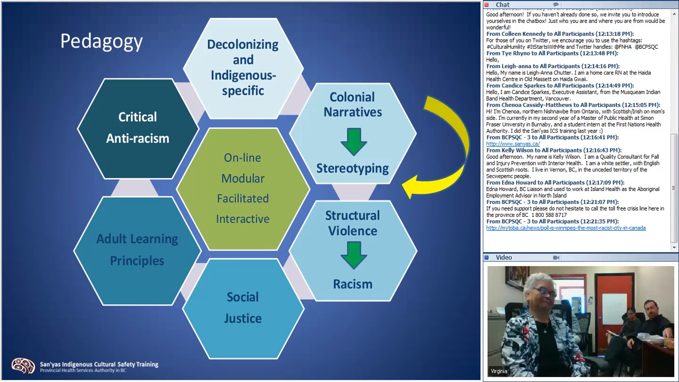Here we have an image about pedagogy. We focus on racism due to our critical anti-racist approach. We've created a unique online facilitation training model, and our work is critical. Our philosophy has emerged in correlation to our experience with the program. At a very foundational level, we're addressing tremendous gaps in knowledge and self-awareness.